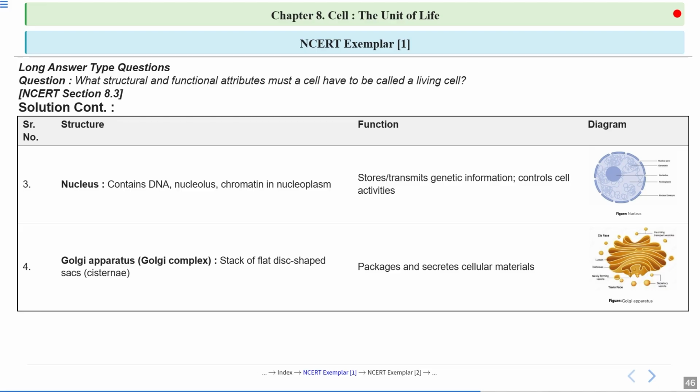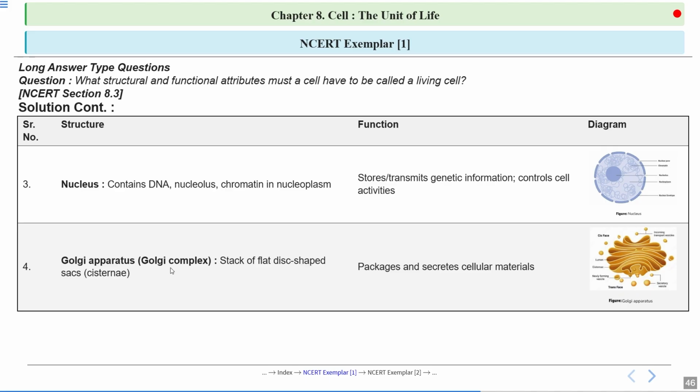Now, the next structure is the nucleus. It contains the DNA, nucleolus, and chromatin in the nucleoplasm. What are its functions? It stores and transmits genetic information and controls the cell activity. This is the image of the nucleus. You can see the nucleus is surrounded by the nuclear envelope, and nuclear pores are also present.